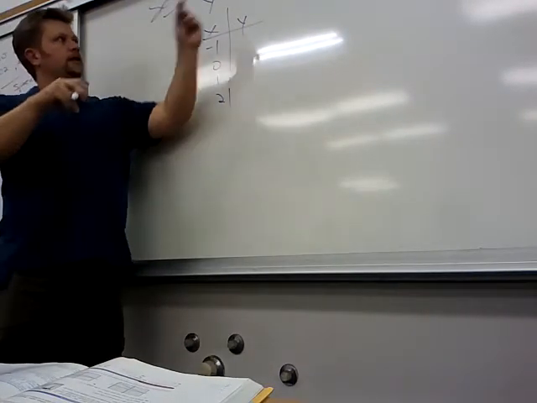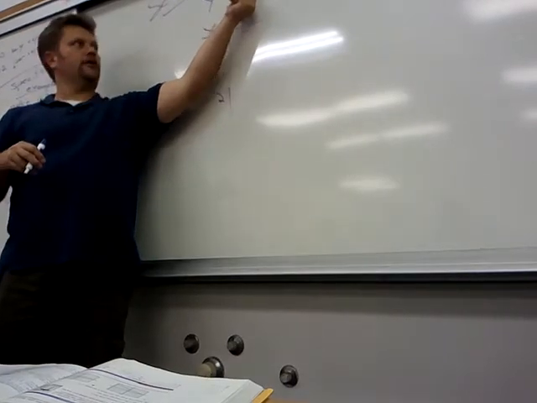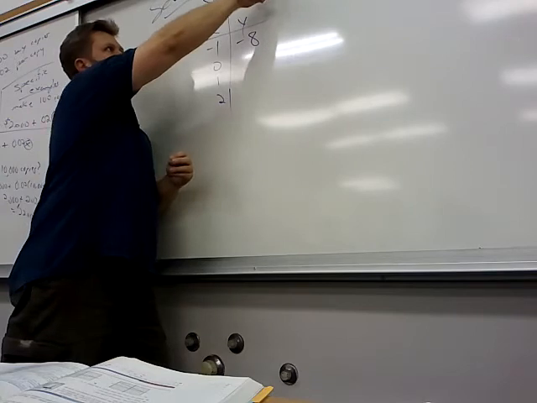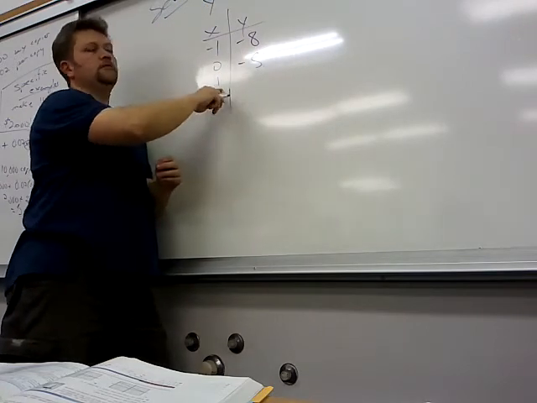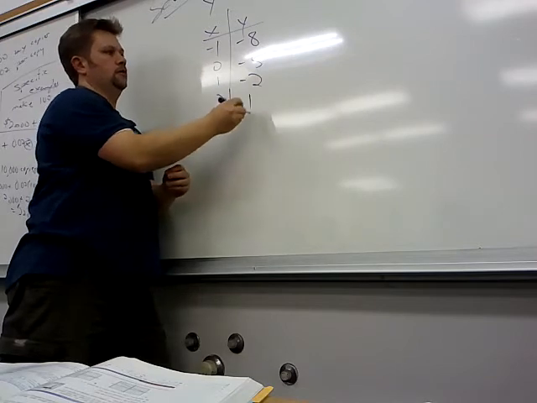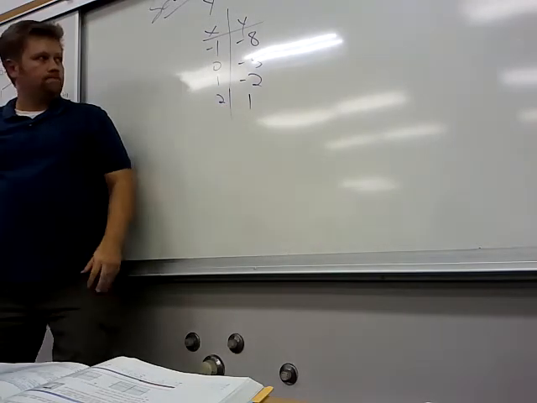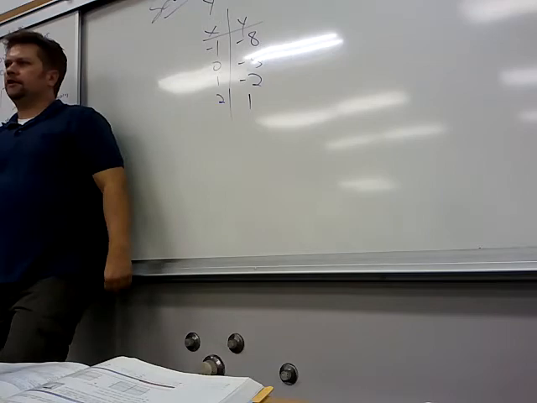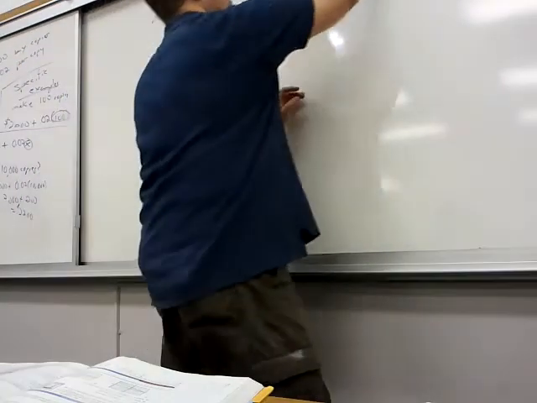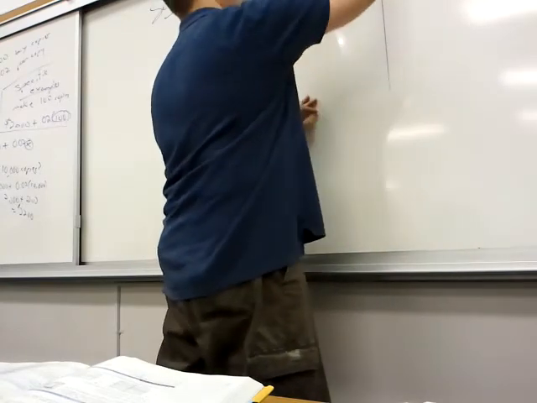So what are you guys getting when you plug a -1 in? -3 minus 5 is -8. You plug in 0: 0 minus 5 is -5. Plug in 1: -2. And you plug in 2: 1. Now notice something interesting about this. Actually, let's go ahead and graph this. Why not? Let's be quick.